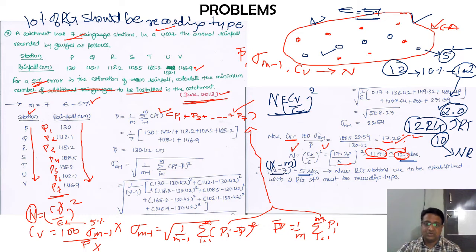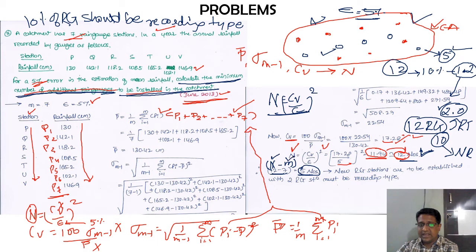So whenever you solve the problem, 12 is not your answer. I'll repeat this again, 12 is not your answer. As per the question, they have asked to determine or calculate the minimum number of additional rain gauges to be installed in the catchment. What they are saying is you need to determine the additional number of rain gauge stations which are required. So the additional number required is 5. How did you get it? That is capital N minus small m.